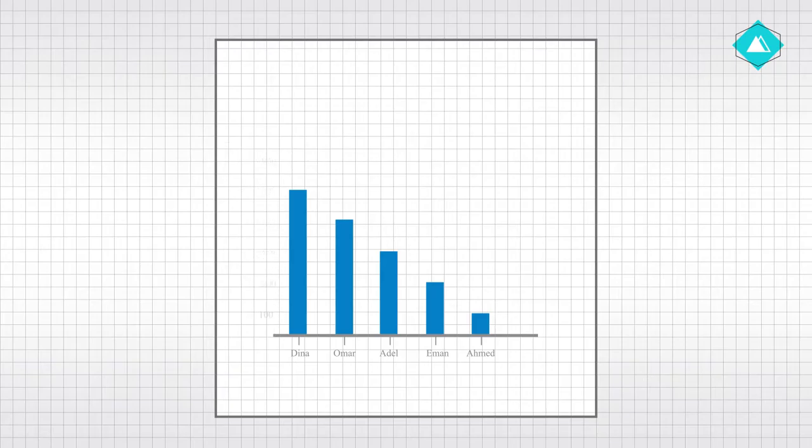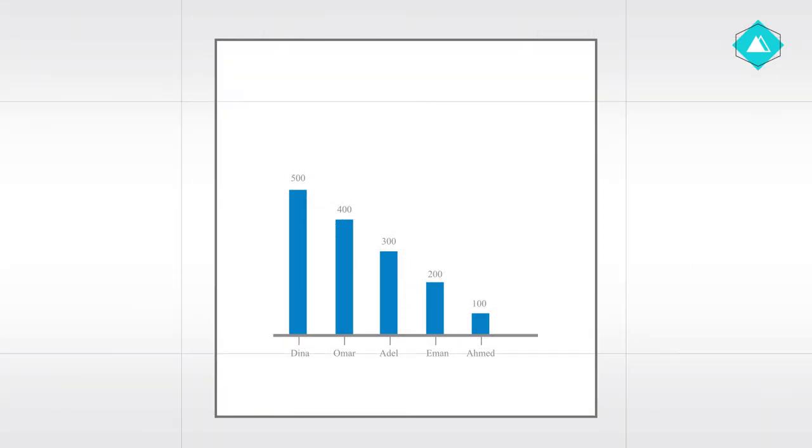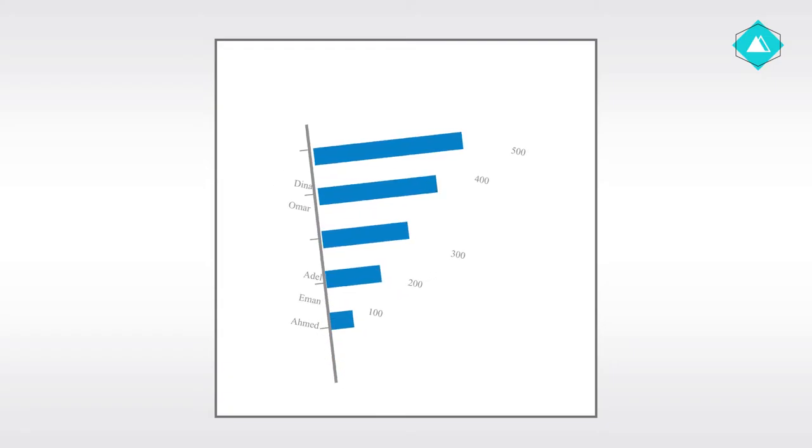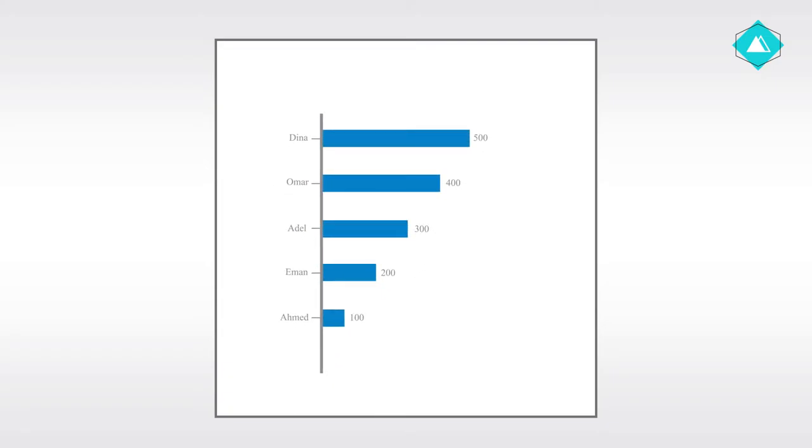Delete the y-axis and put the salary values above the bars. Also eliminate the grid lines in the background as they are useless. Also we can convert the graph from vertical to horizontal to make the graph look more professional.